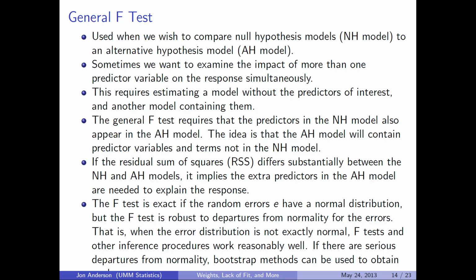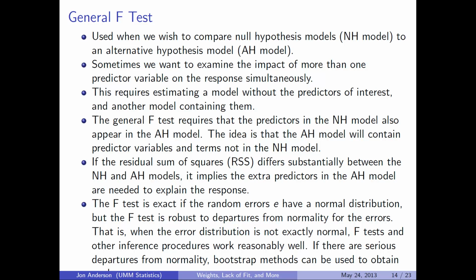If the residual sums of squares is really different between the two competing models, it's going to mean that the extra terms and the extra predictors in the alternative model are going to be needed. Final bullet mentions that F-tests, like we're going to talk about here, depend on a normality assumption of the random errors. However, it turns out that the F-test works really well and is robust to departure from this normality assumption.